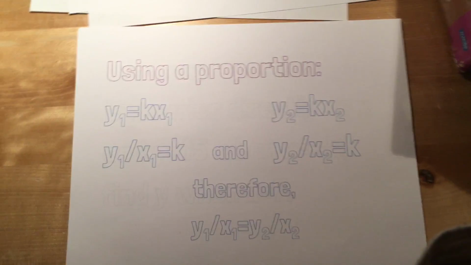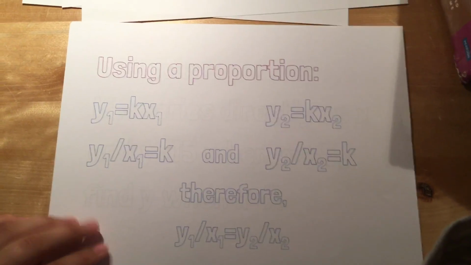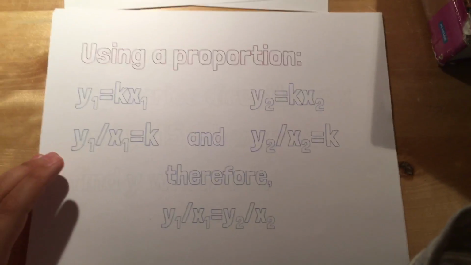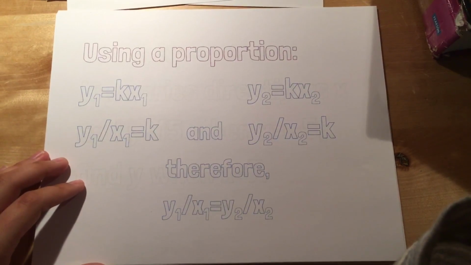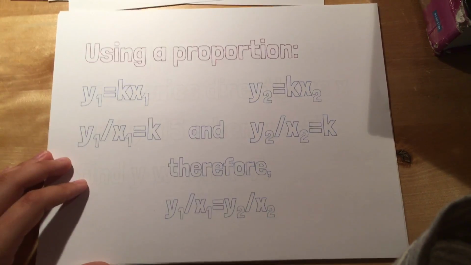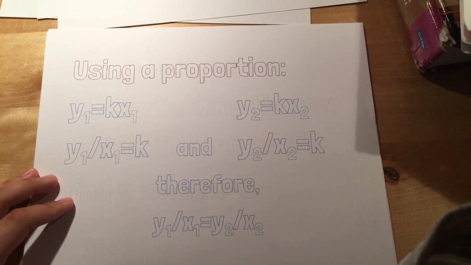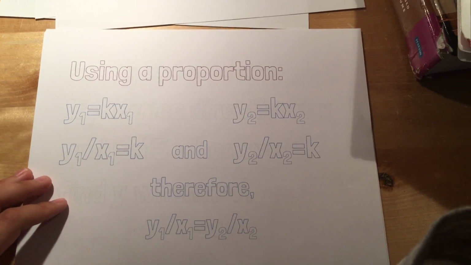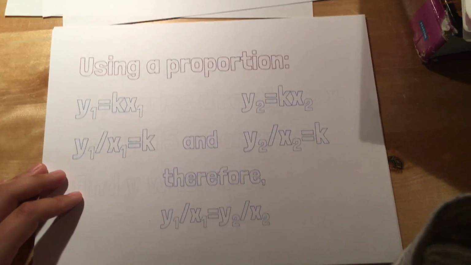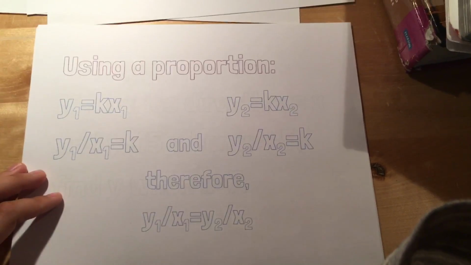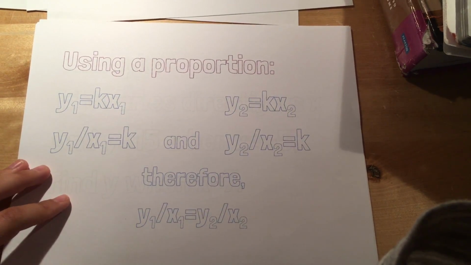Using a proportion. This whole chapter is based off fractions. So let's just get into it. We'll start with 2 equations: y1 equals kx1 and y2 equals kx2. Get k's on the outside so you can cross them out. You'll end up with y1 over x1 equals y2 over x2.